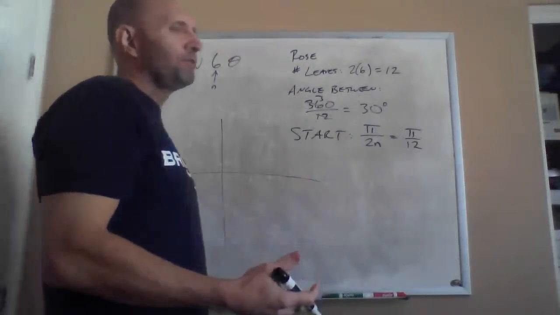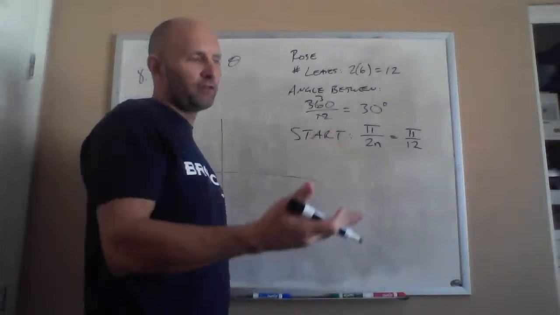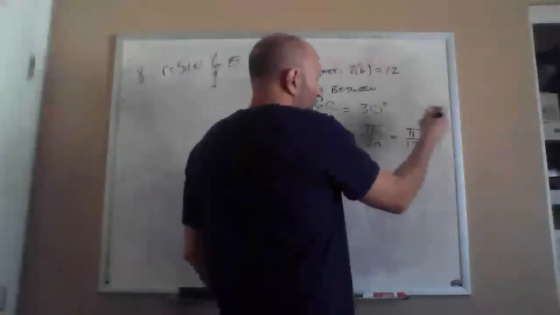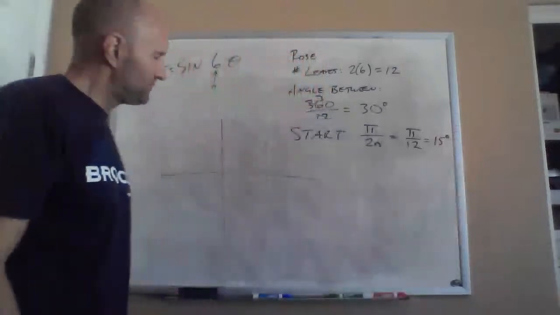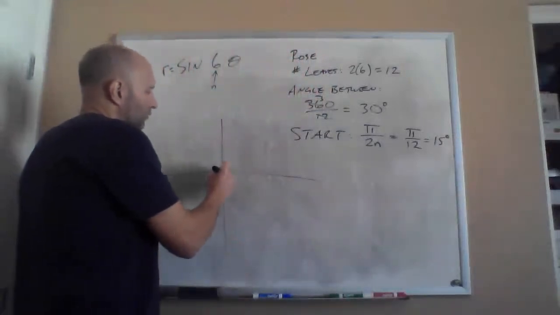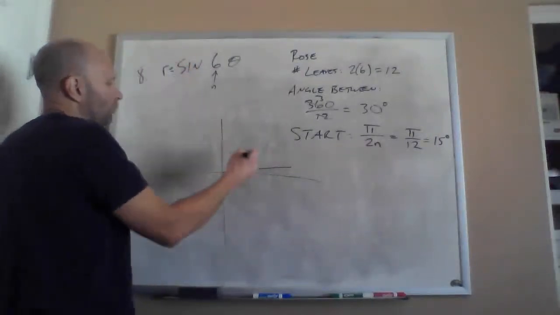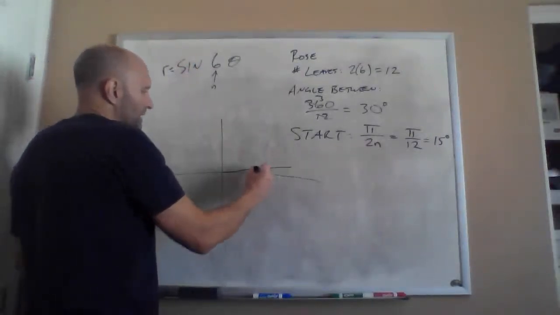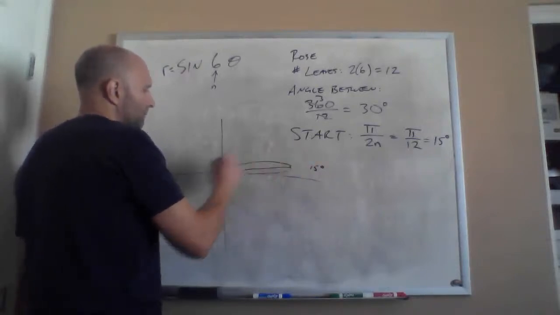Pi over 12 is half of pi over 6. Pi over 6 is 30 degrees. So if we want to put this in terms of degrees, this is starting at 15 degrees. So basically we have one leaf, and then the length is the number in front, 1. So at 15 degrees, we have our first leaf.